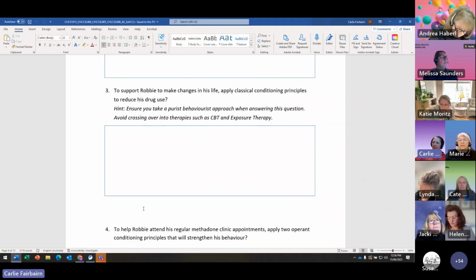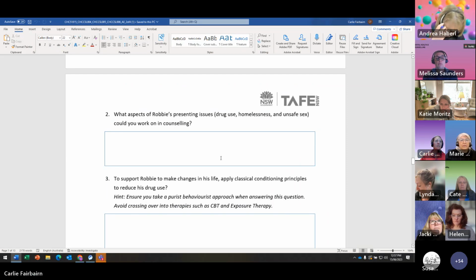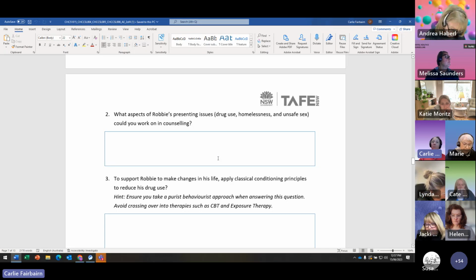Choose only one for case study 2, question 2? Oh, no, sorry. What aspects of Robbie's presenting issues could you work on in counselling? Sorry, that was my misreading of the question. Thanks for clarifying, Dan. No, you might talk about multiple. I apologise. So you might talk about what issues are appropriate to work on in counselling and why. So you could choose more than one.